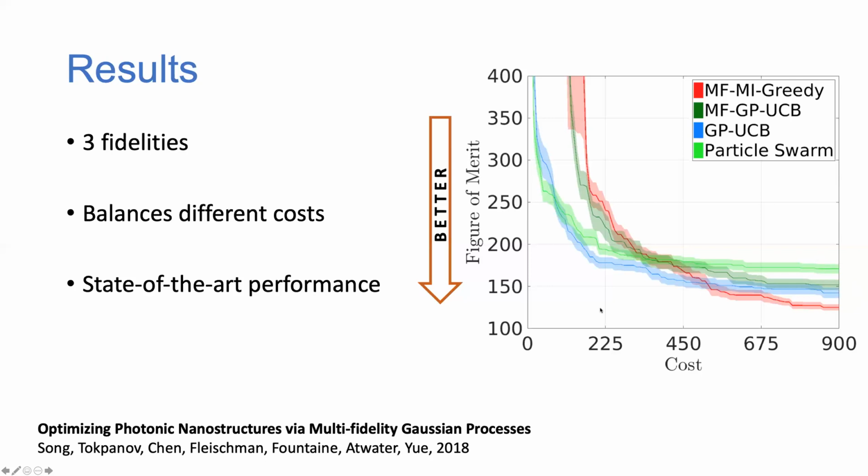In this particular application, there are 3 fidelity levels. And the cheapest fidelity is 9 times cheaper than the highest fidelity. Any questions?